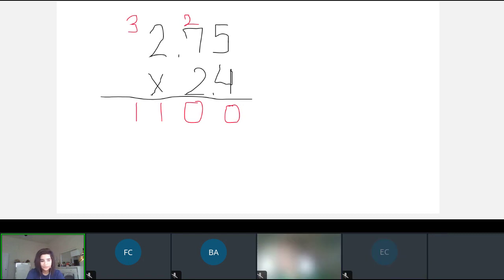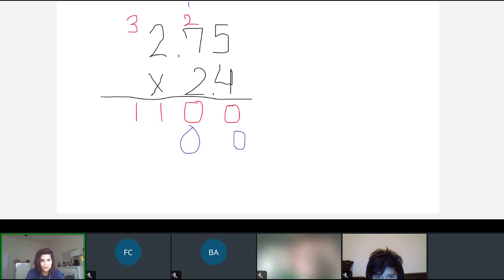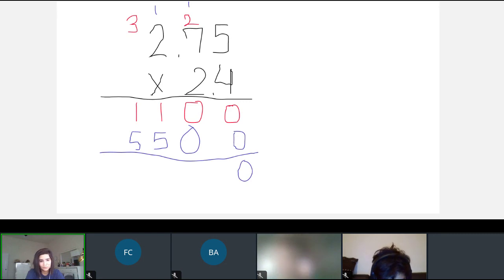Let's go ahead, do one more step. Multiply by 2. I start with a 0. Then 2 times 5 is 10, 0, and 1. 2 times 7 is 14, plus 1, 15. 2 times 2, 4, plus 1, 5. Okay, these are pretty neat numbers. And you get 0, 0, 6, and 6.